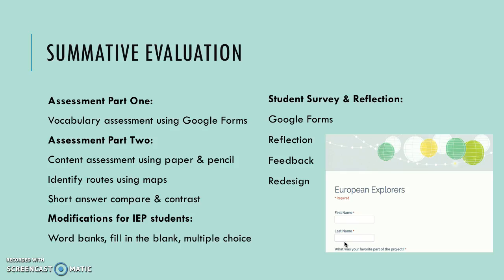And last but not least, students will be evaluated using an assessment. Part 1 will be vocabulary on Google Forms. Part 2 will be paper and pencil, where students will view different maps that have routes that explorers took, and they will have to identify which explorers took those routes. There will be some short answer comparing and contrasting questions for several of the explorers.